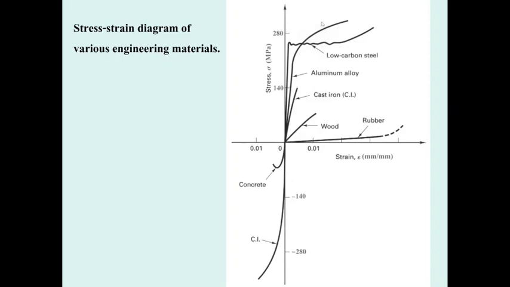So in many cases we use the tension test to determine the mechanical properties of various materials. What various materials do we have here? One is rubber. Rubber has linear elastic behavior like this. Others are wood, cast iron, aluminum alloy, and low carbon steel. When you see the stress strain diagram and take a look at it, what is the strength of each material?